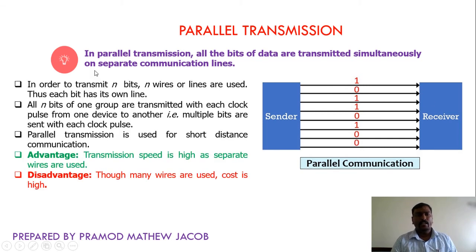So in general, in order to transmit n bits, n wires or n lines are used. Thus each bit has its own separate line. All n bits of one group are transmitted with each clock pulse from one device to another. That is, multiple bits are sent with each clock pulse. Usually parallel transmission is used for short distance communication, and the advantage is high speed as it is using a separate wire for each bit. The disadvantage is, as we are using many wires, the cost is very high.